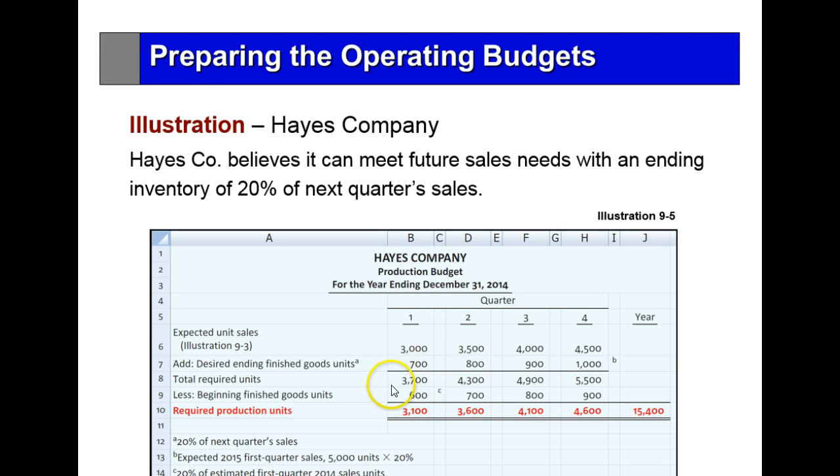So if we want 700 units on hand, that means we need to have 3,700 units, but we start with what we show in the finished goods units to come up with what we need to produce during that quarter.